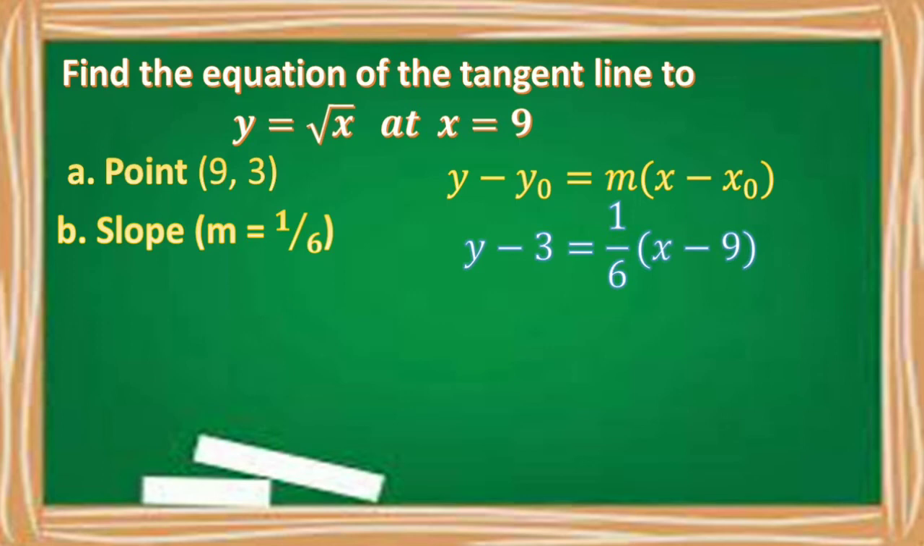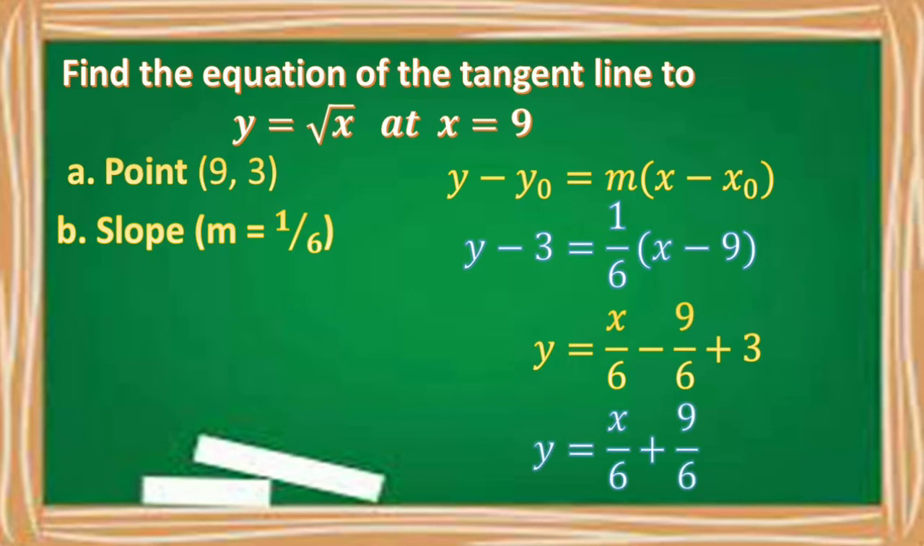If we're going to simplify it further, we have y is equal to x over 6 minus 9 over 6 plus 3 by multiplying 1 over 6 by the binomial x minus 9 and moving negative 3 to the right side of the equation, becoming positive 3. Then add negative 9 over 6 plus 3, we have y is equal to x over 6 plus 9 over 6. So this can also be the equation of the tangent line.